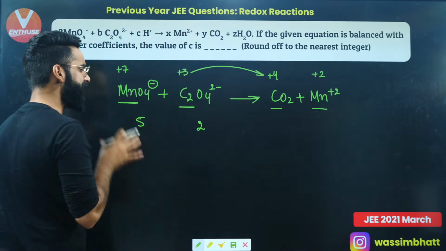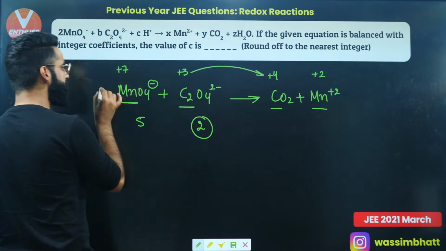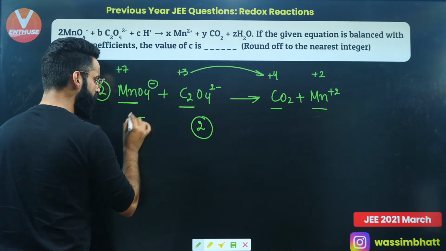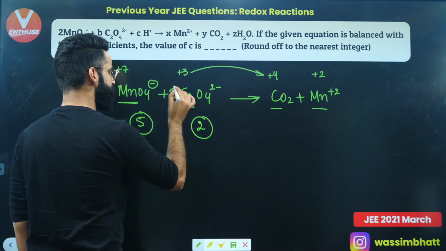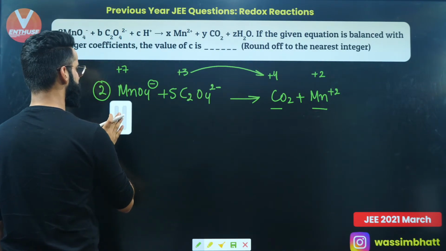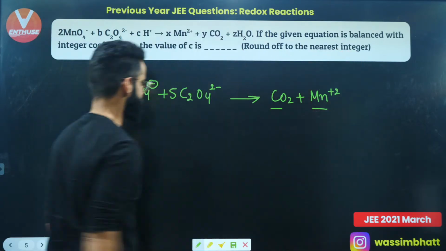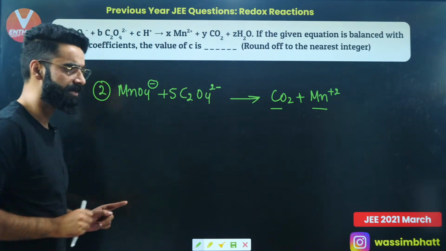Now once we get the N factors, I'm going to take this N factor of oxalate and keep it as the stoichiometric coefficient of MnO4 negative. Similarly, the N factor of MnO4 negative, that is 5, I'm going to keep as the stoichiometric coefficient of oxalate ion. This is what we have done till now. After this, let's erase all these oxidation states. Now, after crisscrossing these N factors, what is the next step?